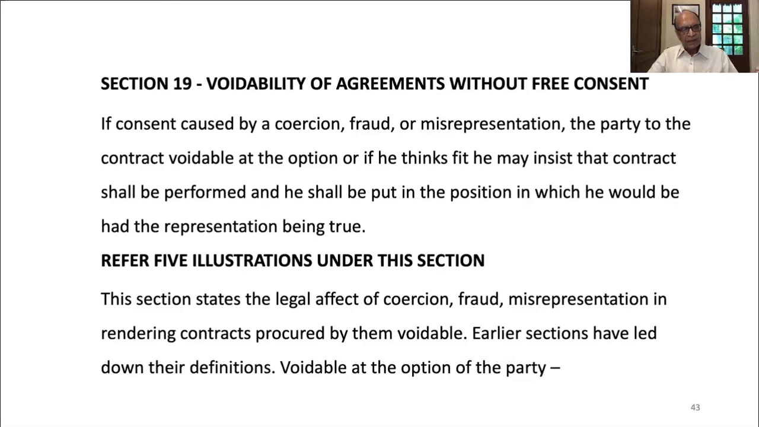Now, friends, when you read this section, refer to the five illustrations in the statute book, because the framers of the Contract Act have clearly given five illustrations in this section as part of the statute. Therefore, this section states the legal effect of coercion, fraud, and misrepresentation in rendering contracts procured by them voidable. Earlier sections have laid down their definitions. Now, I suggest we continue this in our next lecture. Thank you.